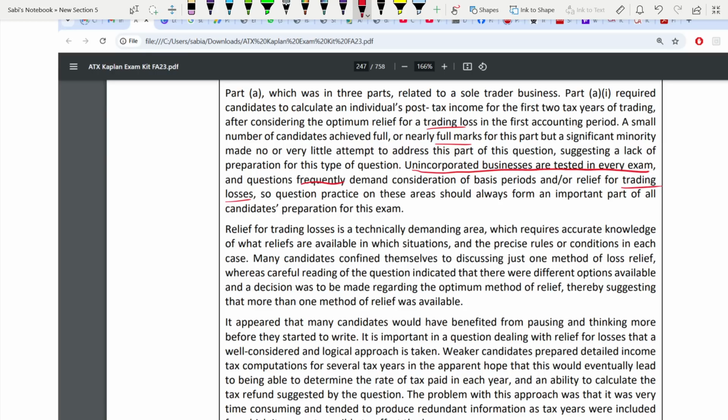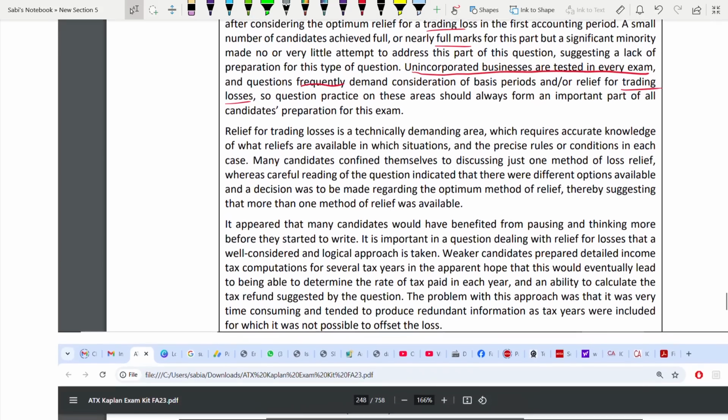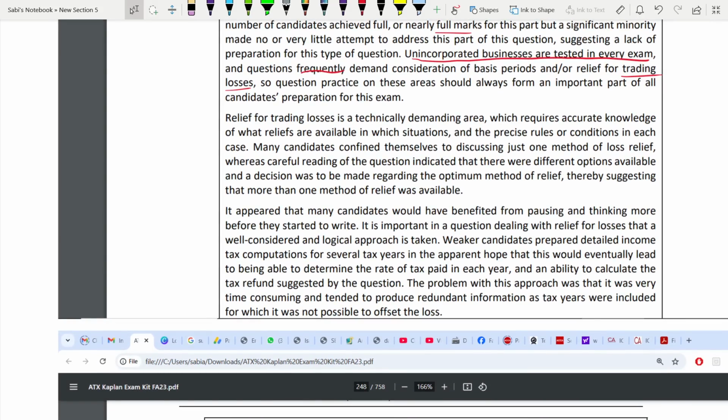Now you need to know trading losses, which trading loss reliefs are available in which situation. Situation matters. If it's ceasing, if you're starting a business, if you're a continuing business, loss relief will change. Okay, you need to know the rules. Wherever the options are available, you have to go through all 2 or 3 options. But if the question tells you one method, then stick to that one method. If the question does not say which method, go by the option. The best option is where you are going to get a tax refund or where you have to pay less tax at a lower rate. Okay, next.